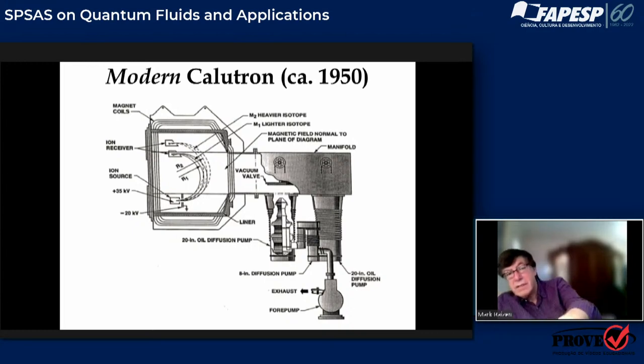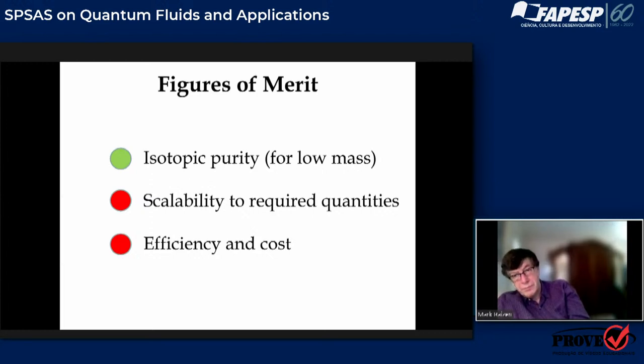So why is this used? Well, up till recently, it was the only method for isotope separation. It does work, and it achieves pretty high isotopic purity, at least for the lower masses. I'm using green as good and red as bad. The scalability to required quantities is poor. It really is limited by the ion current, and you can't really increase that without building more machines. And the efficiency and cost is very poor, because the energy of maintaining such a large magnetic field over large volumes is very high.